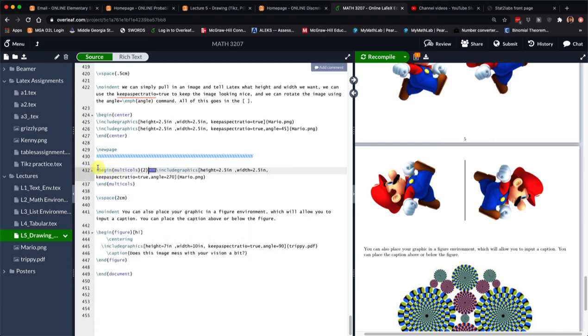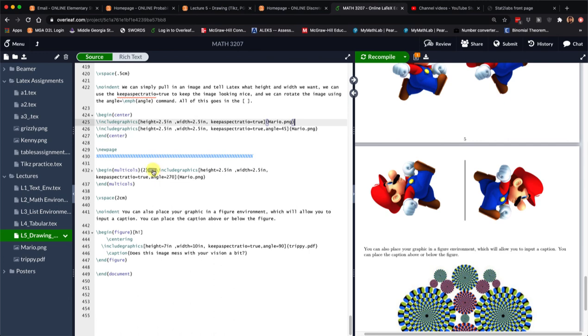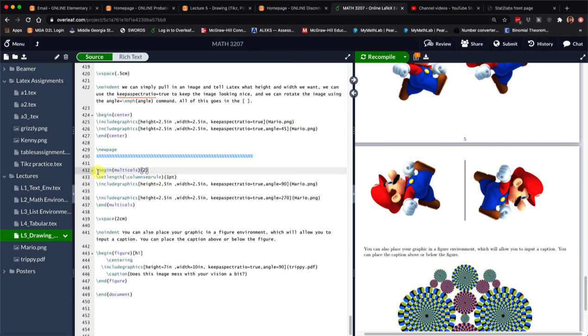Undo that. What the heck just happened? Okay, that was weird. I've never seen that happen before. Anyway, I'm going to percent out the multicols and end multicols and recompile it and see what happens here.